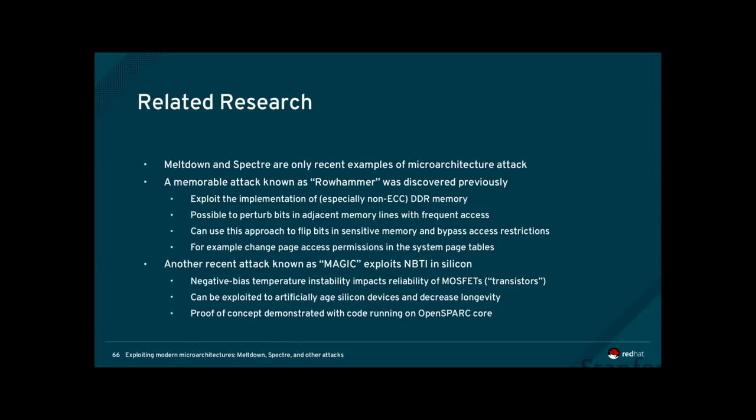These exploits don't exist in isolation. There's another set of attacks done previously called Rowhammer, which someone mentioned earlier. That's another example of a hardware-specific attack. There's another interesting one I've seen called MAGIC, where they came up with particular sequences of instructions which, when executed on a particular OpenSPARC processor, could artificially age it, which is pretty crazy, actually. But they were able to do it, and they were able to reduce performance by 10% in a matter of weeks by running carefully crafted instruction sequences.